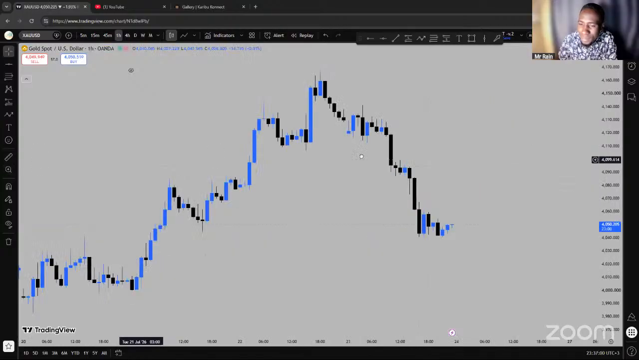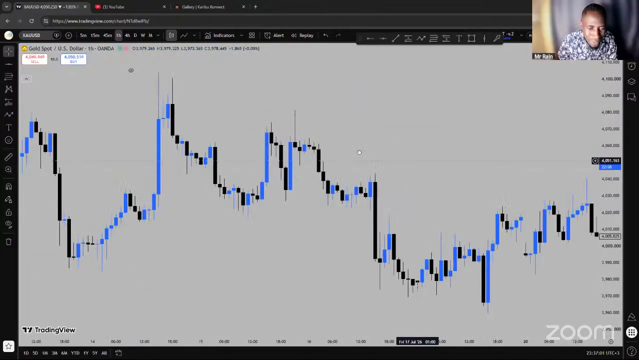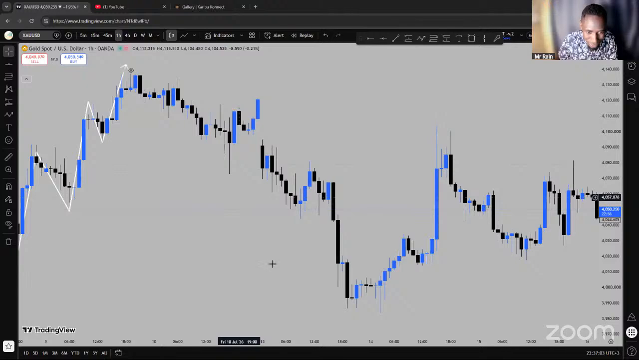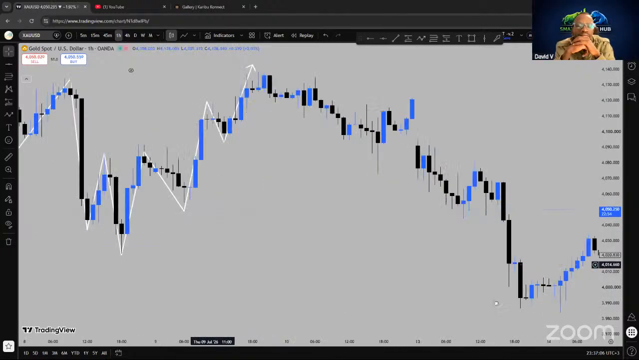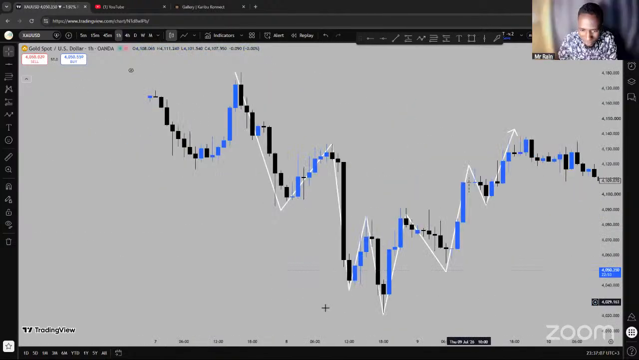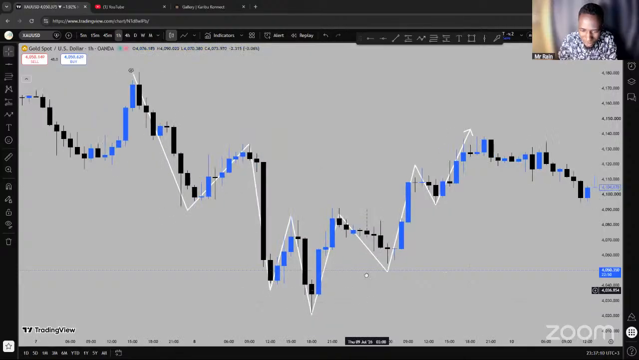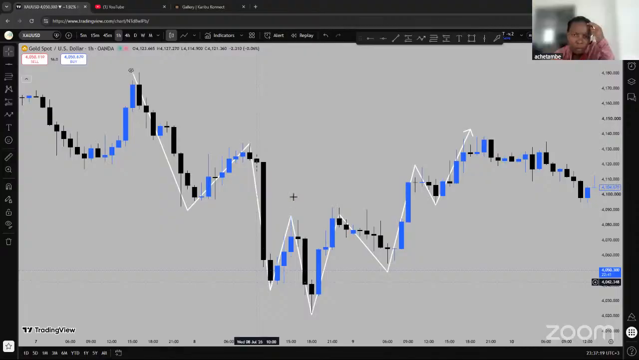I like identifying them on the 1 hour, because on the 4 hour you can wait for a very long time before it happens. So again, this was the head down here. This was the head, these were the two shoulders, and then this was the neckline.